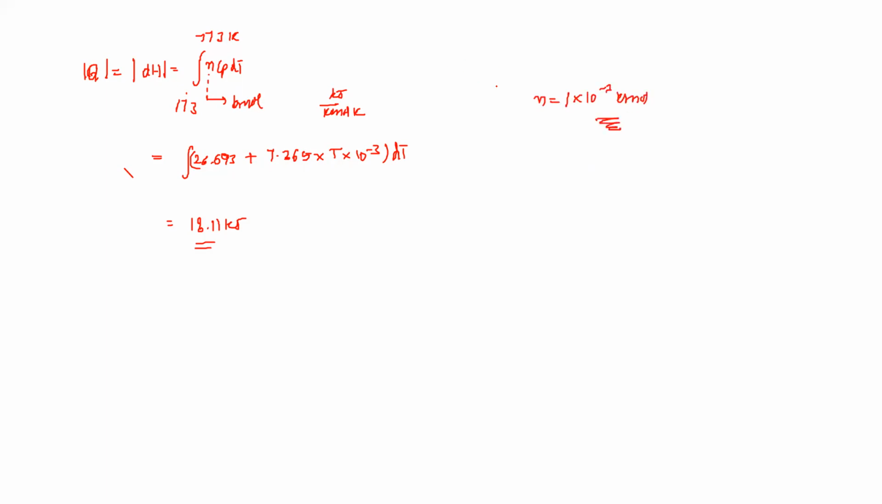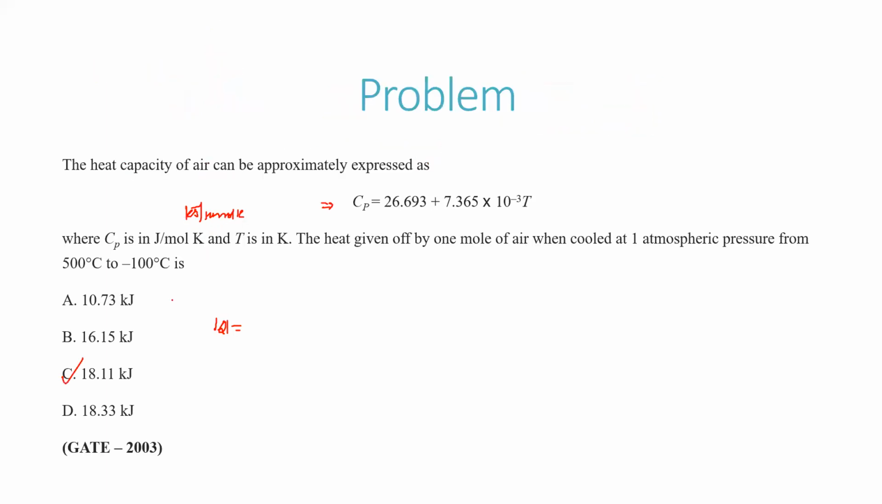Keep this in mind. All right, n you are going to take as 1 into 10 to the power minus 3 kilomoles. So multiply this entire thing by 10 to the power minus 3 and then solve the integration. So you'll get 18.11 kilojoules. Hence, C part is the correct answer.